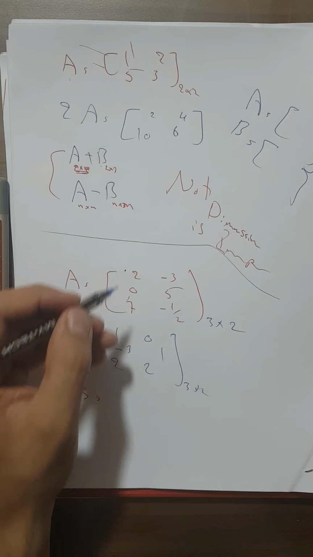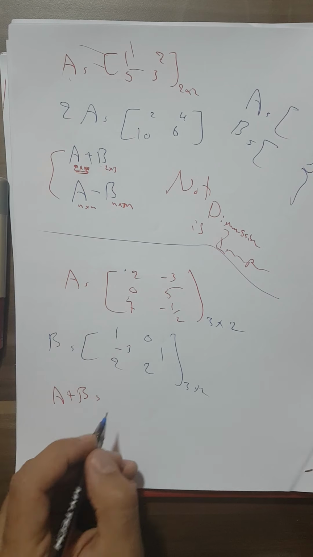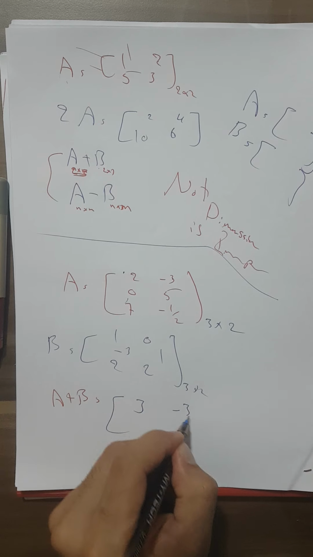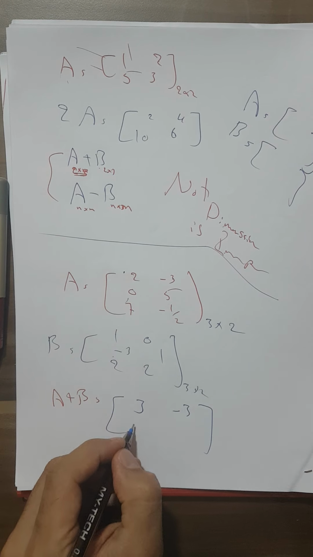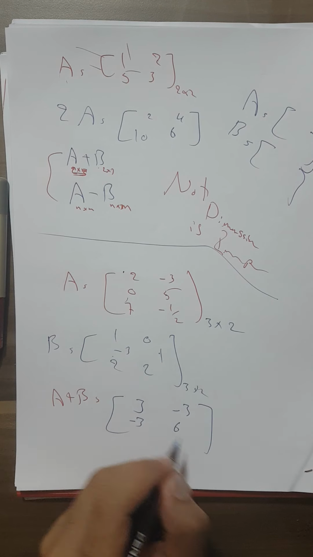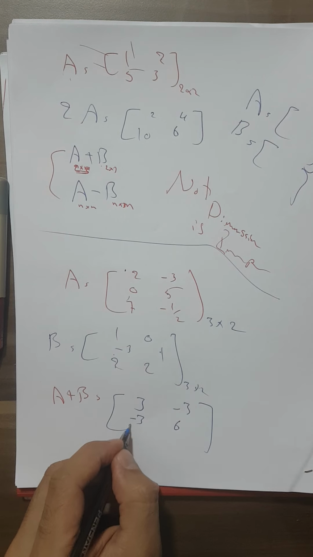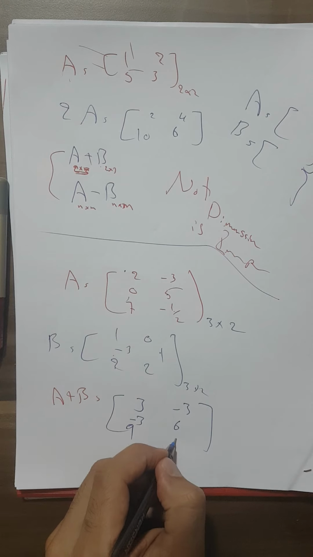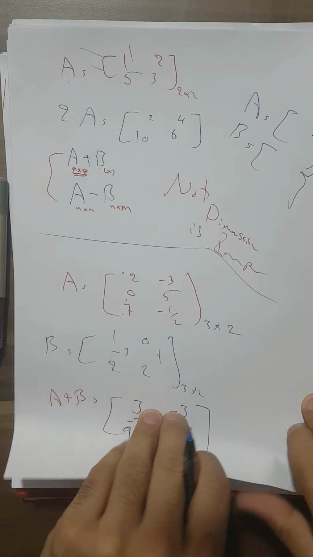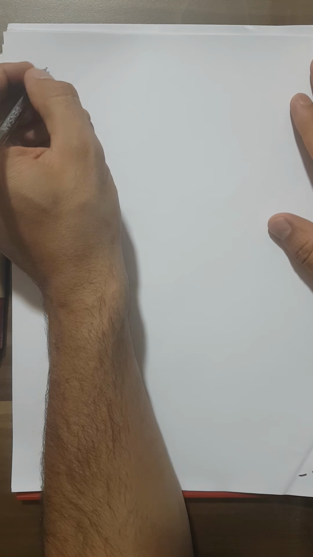So how do we add? We say 2 plus 1 is equal to 3. Minus 3 plus 0 is equal to minus 3. 0 with minus 3 is minus 3. 5 plus 1 is equal to 6. 2 plus 7 or 7 plus 2 is 9. Minus 1 over 2 plus 2 gives 3 over 2. That's all. So if the dimensions are equal, the operation is easy.